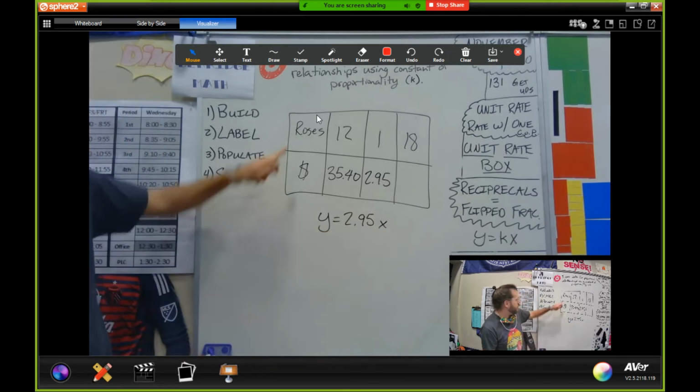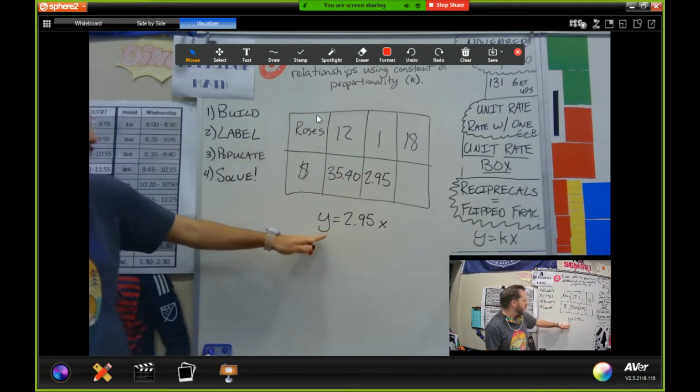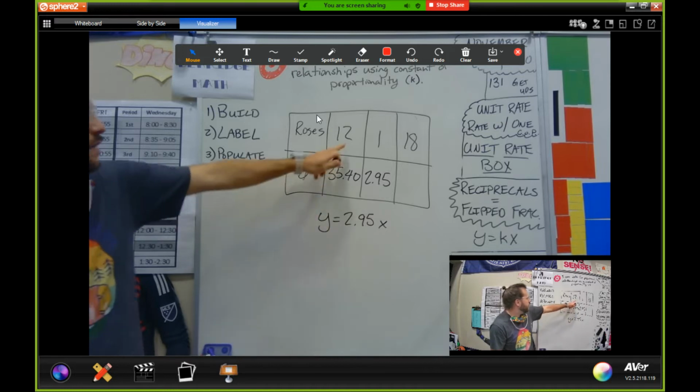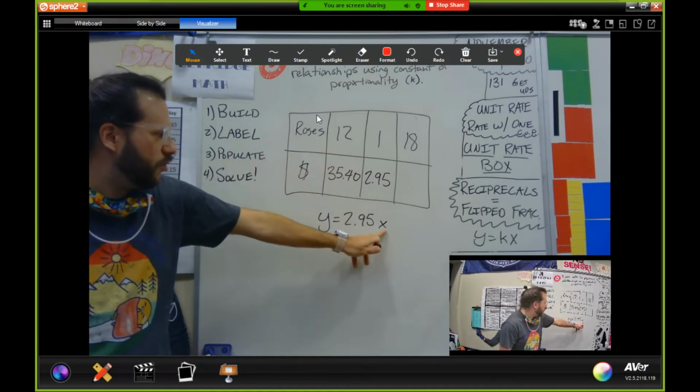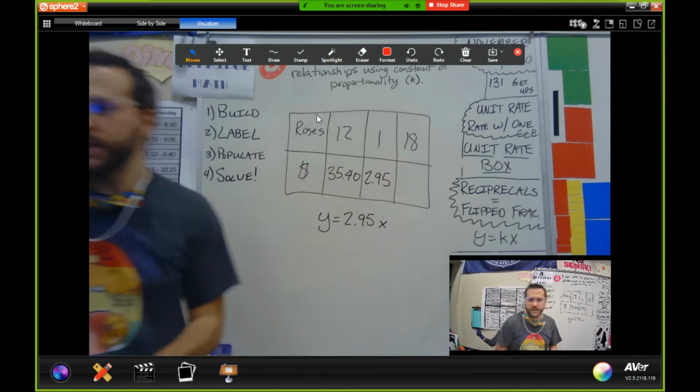Because every value for the roses that I plug in, if I multiply that by $2.95, I'm going to get my amount of money, right? So if I take my one rose and I plug it in here and I multiply it by 2.95, my cost is $2.95. If I take 12 roses and I plug them in here and I multiply it by 2.95, I get $35.40.